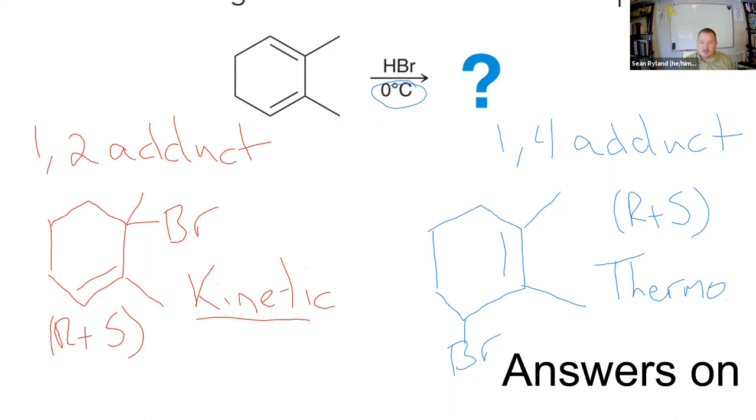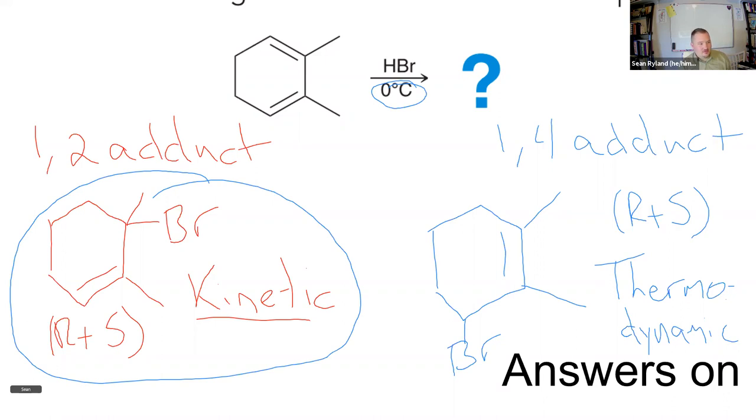Sometimes even at room temperature, we can expect it to favor the kinetic product, but to make it obvious that we're talking about the kinetic product, we're just going to say 0 Celsius or less than room temperature is going to give us the kinetic product. If we said 80 Celsius, anything warmer than room temperature, then we would expect the thermodynamic product. Right, so our final answer here, at 0 Celsius, we're gonna make the kinetic product.